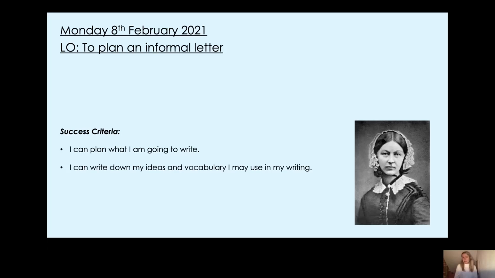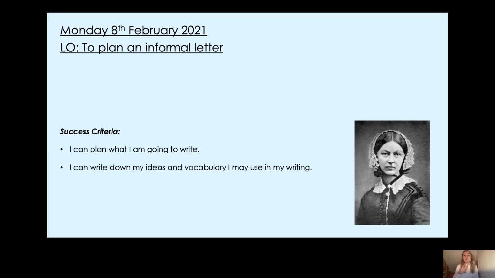So by the end of the lesson, you will have decided, you have planned what you want to write in the different sections of your letter. So what expanded noun phrases do you want to write, and where do you want them in your letter? Which exclamation sentences would you like to include, and where would you like to include them in your letter?